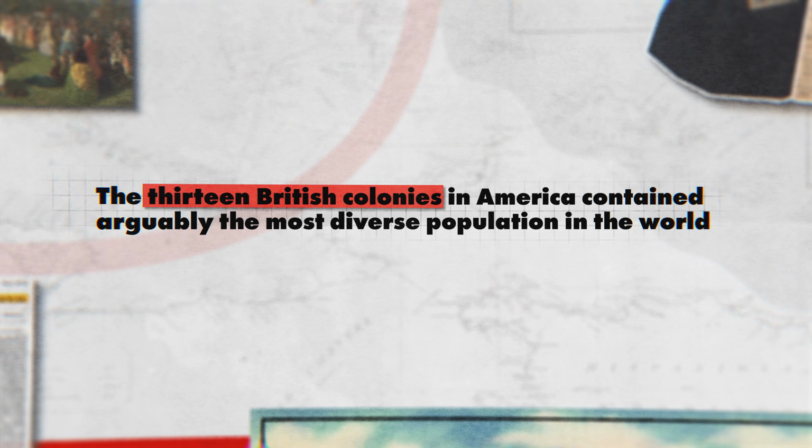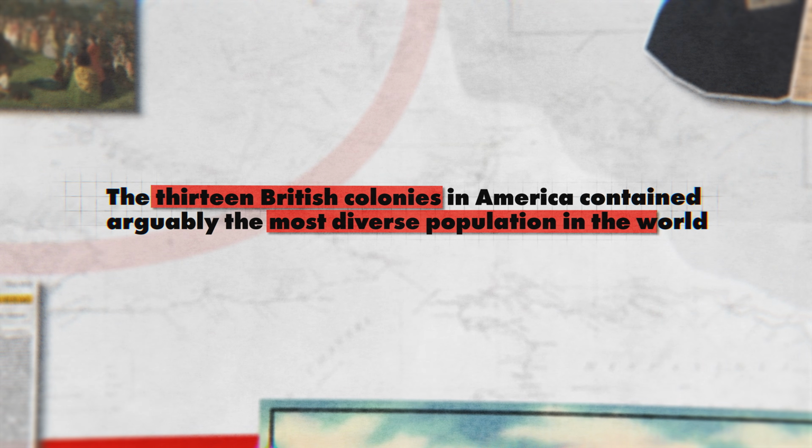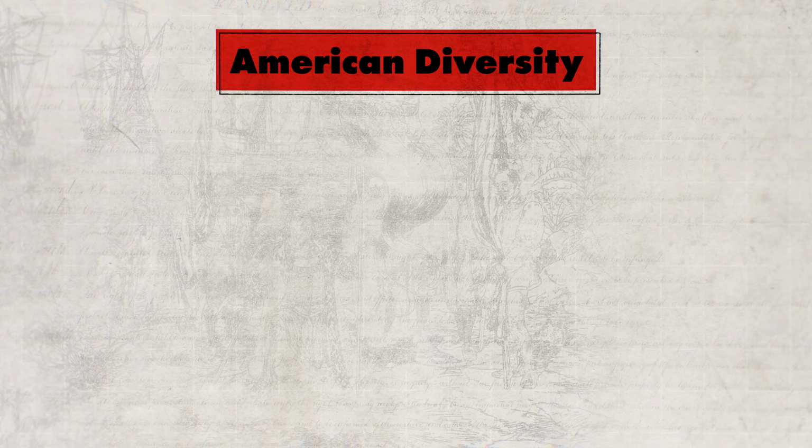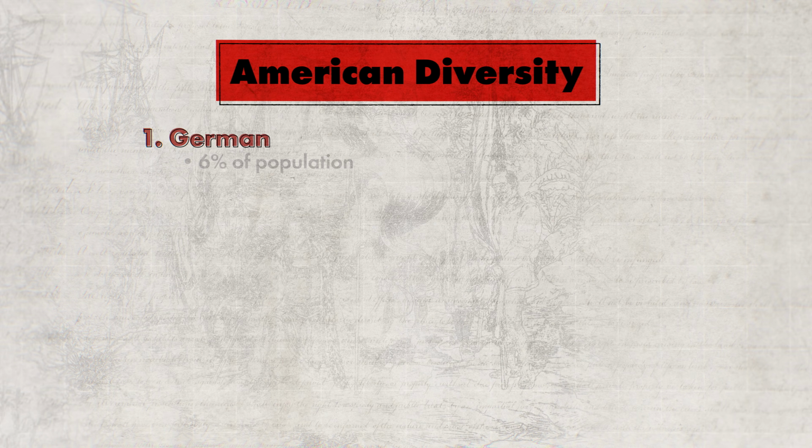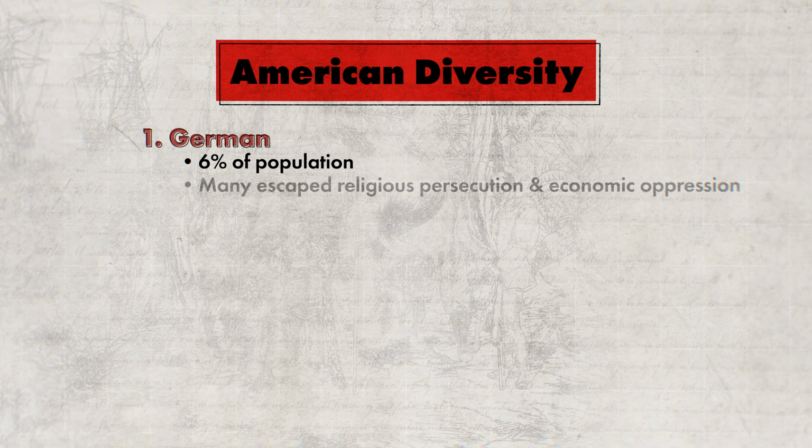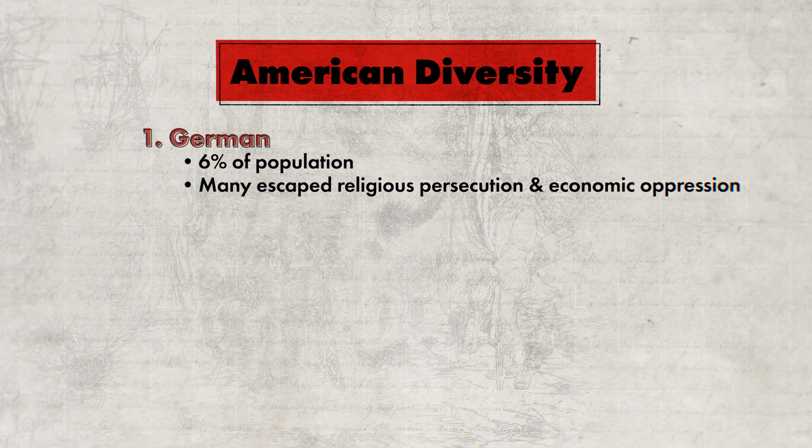And I know throwing that word around in certain circles is about as welcome as a fart in an elevator, but let me explain. You see, the 13 British colonies in America contained arguably the most diverse population in the world. And although the majority of the population were British, many other groups took up residence in these colonies as well. For example, German immigrants made up about 6% of the population, and in a lot of cases they left Germany on account of religious persecution and economic oppression.